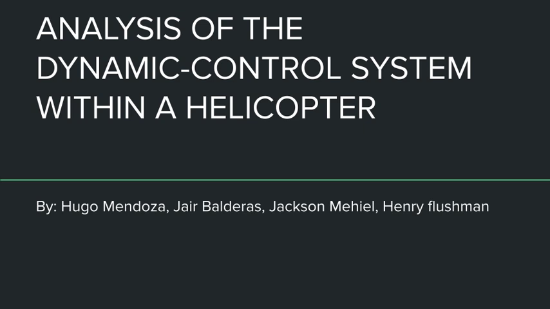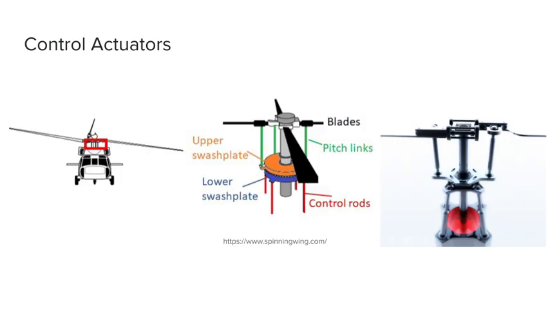This is the analysis of the dynamic control system within a helicopter. To understand the analysis, we first need to see how a helicopter works. A helicopter swash plate allows the helicopter to change the pitch of some blades more than others, as shown in the video. This is what we'll be focusing on. Since we are only in 2D, we can simplify it to an up or down pitch.